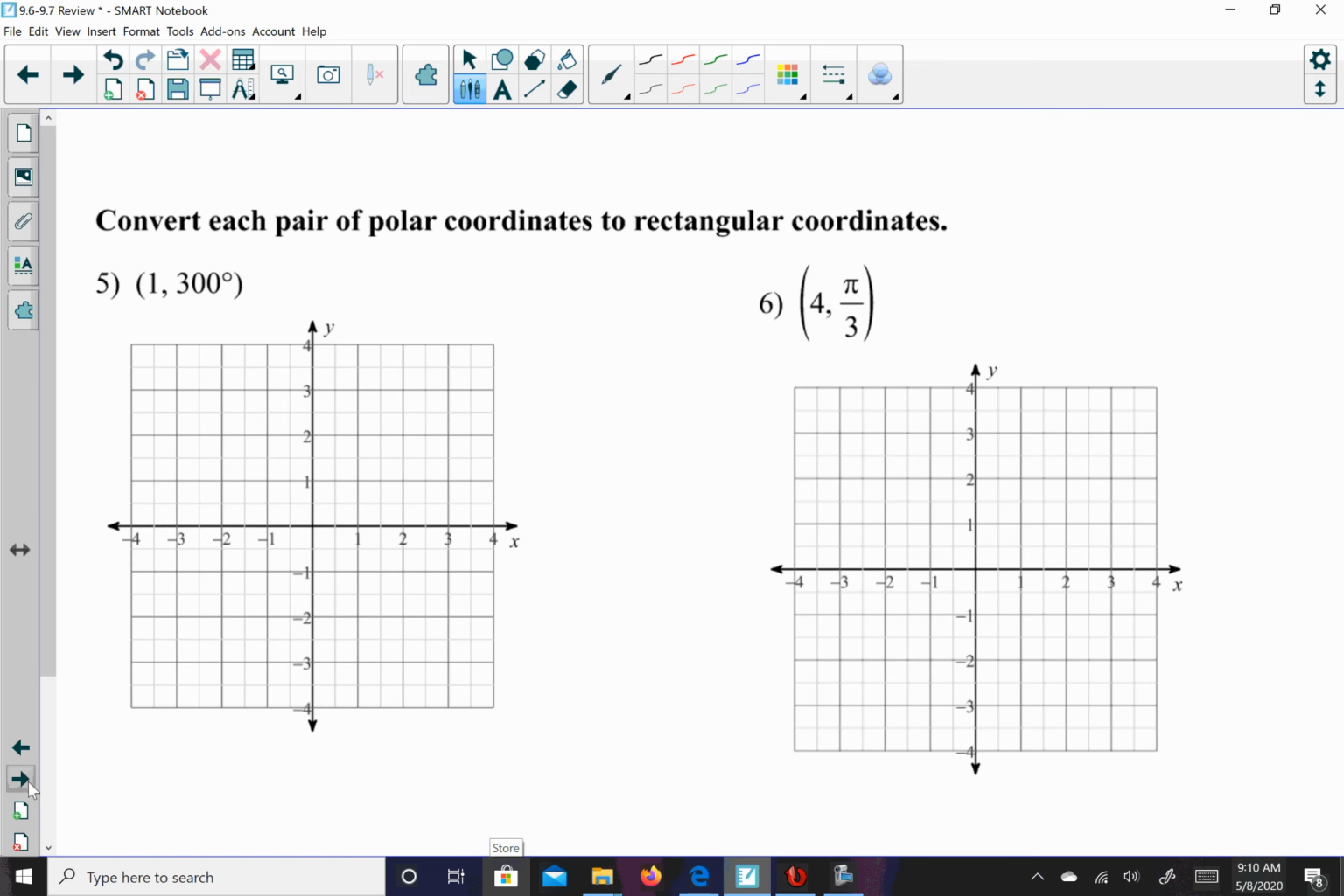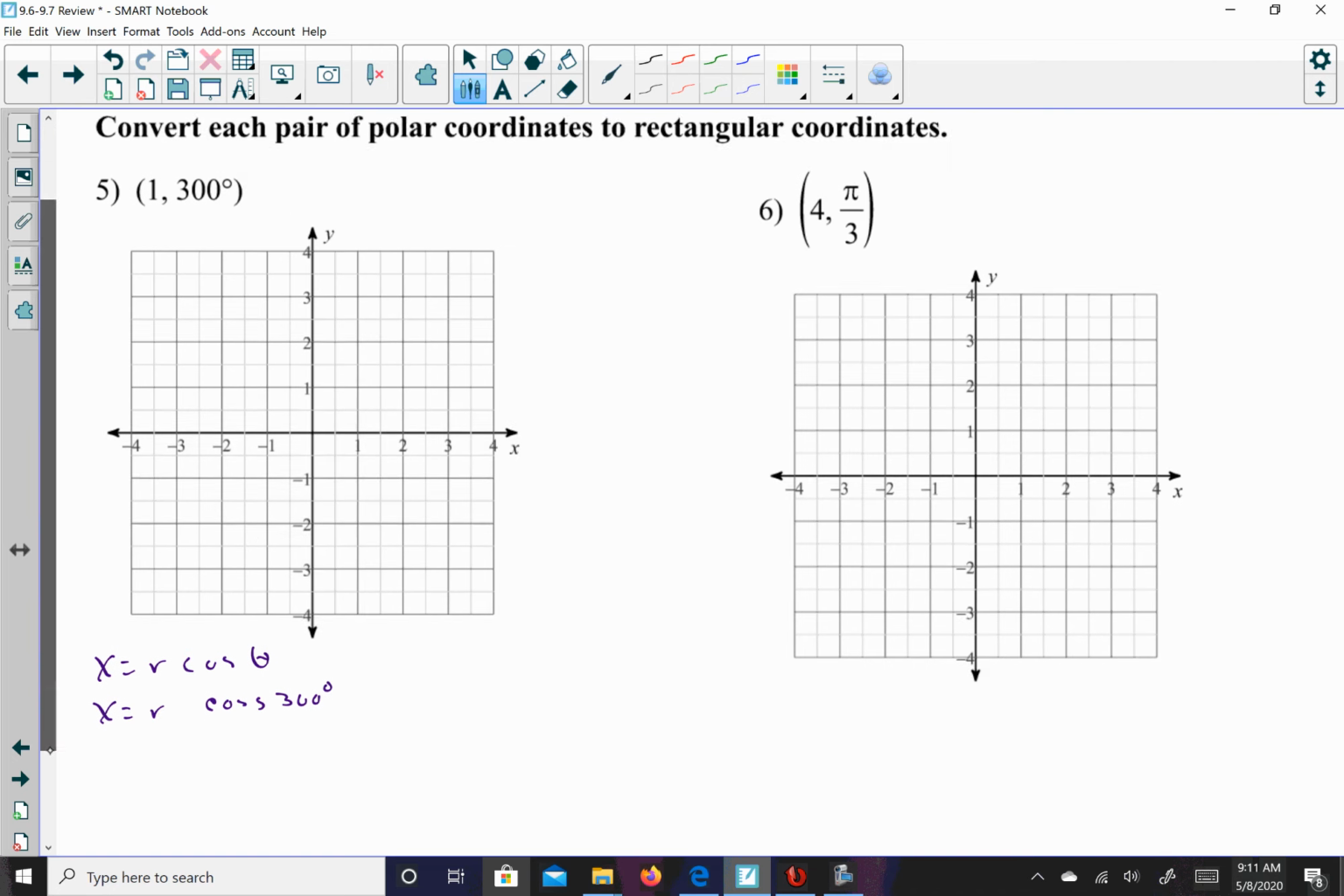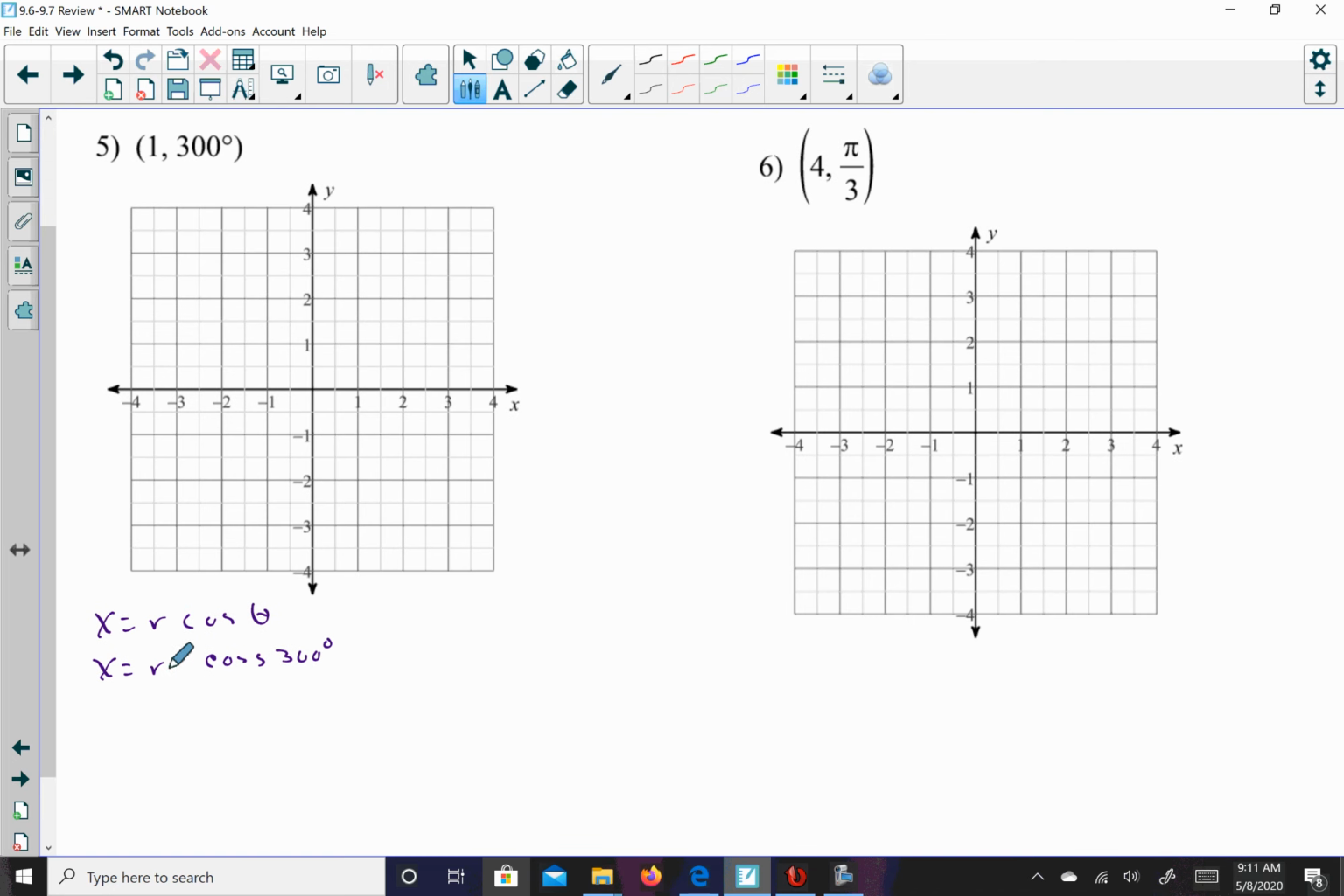Okay, now the next ones I have degrees, and I have polar, and I want to switch it to rectangular. So remember, x is equal to r times the cosine of theta. So to find x, I'm going to say r times the cosine of 300 degrees. The cosine of 300 degrees is 1/2. So this will be 1, that should have been a 1 there. 1 times 1/2, and I get 1/2 for my x-coordinate.